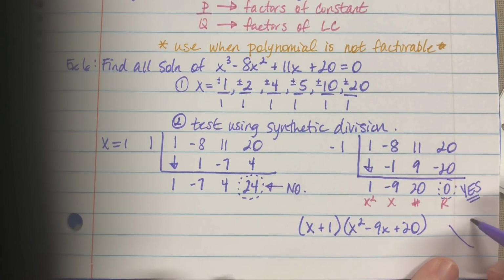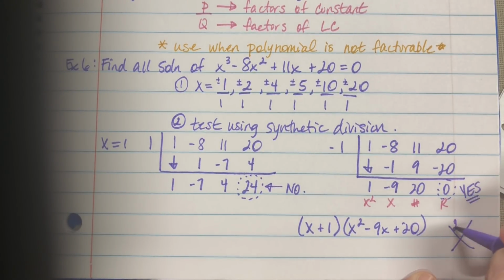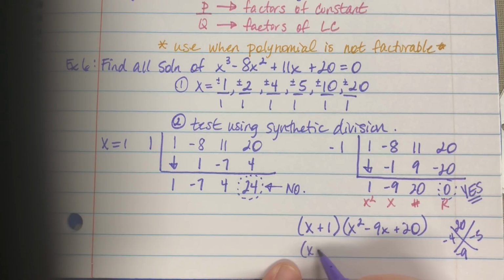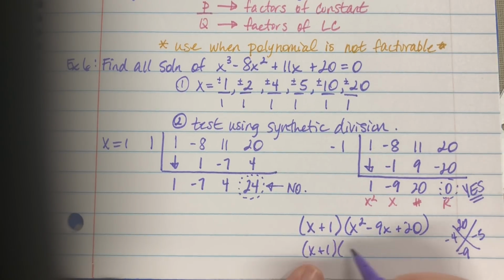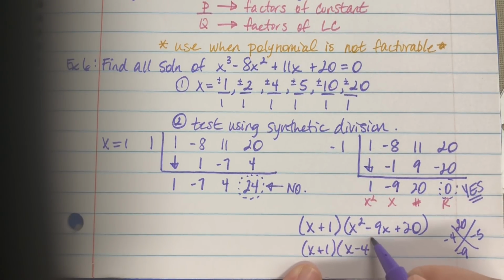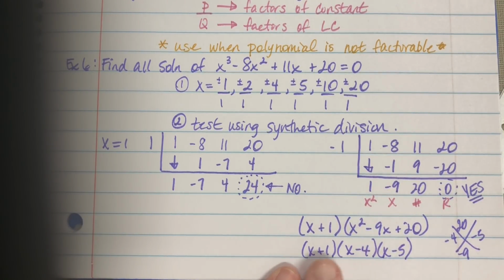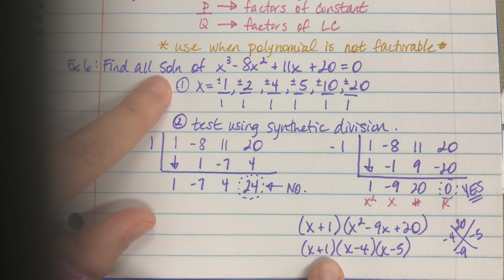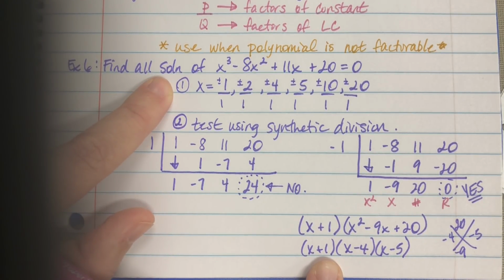Set up your x puzzle. 20 on the top, -9 on the bottom. My 2 factors, -4, -5. So we have x plus 1, x minus 4, and x minus 5. If they're in parentheses, they are the factors. They want us to find the solutions. That simply means put everything equal to 0.